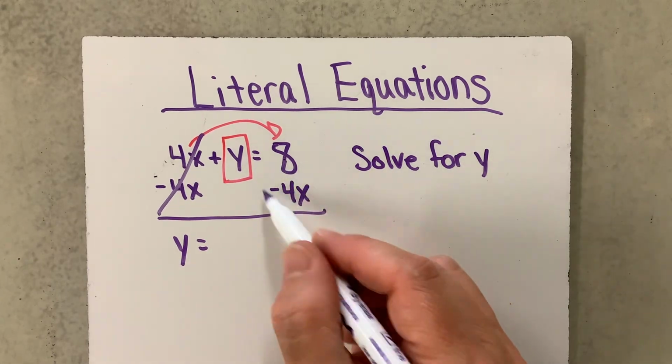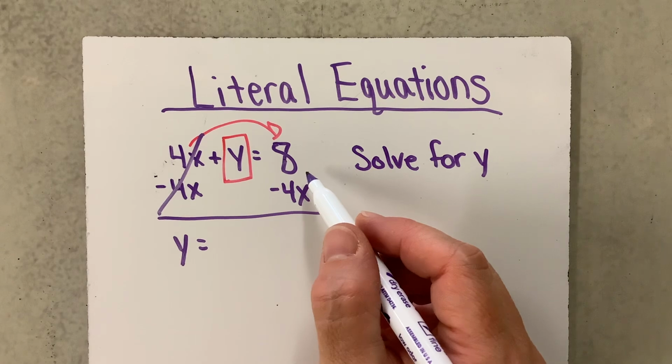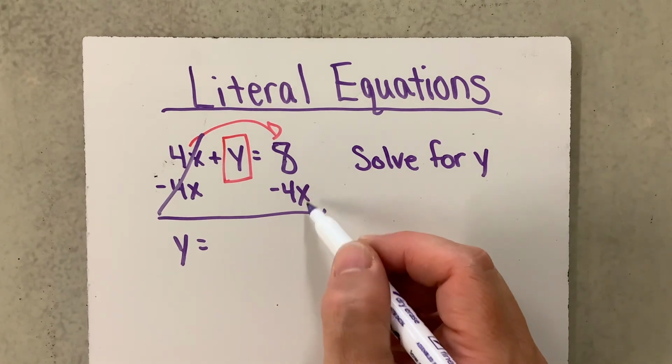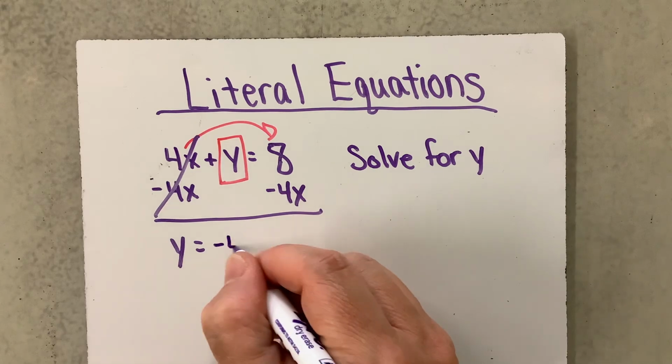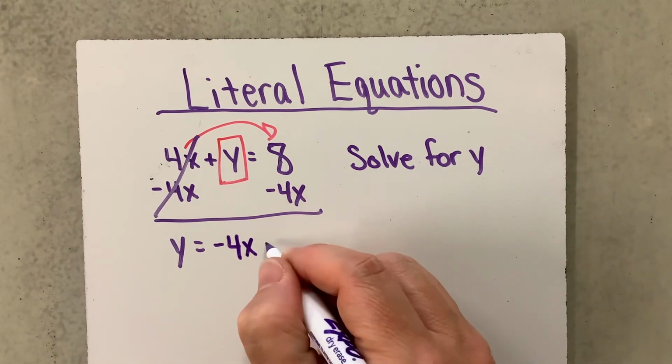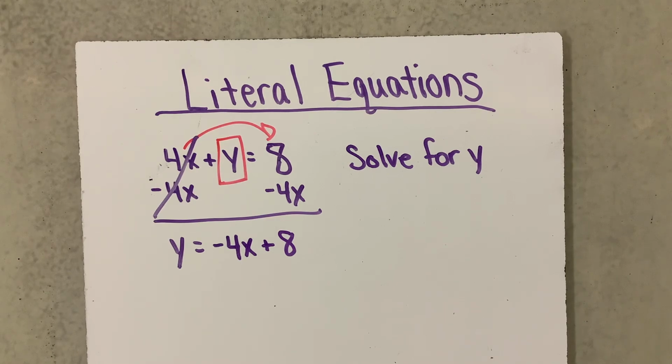All right, now, are these like terms? To be like terms, you have to have the same variable and the same exponent. But these don't have the same variable, so they're not like terms. So we're going to write the x term and then the number. Okay? So those aren't too bad. Sometimes they're a little messy though.